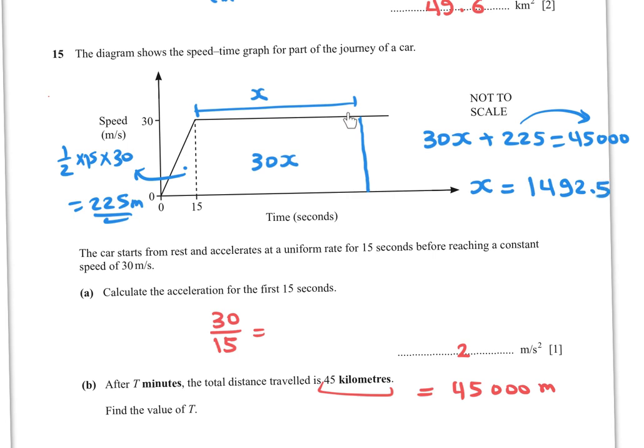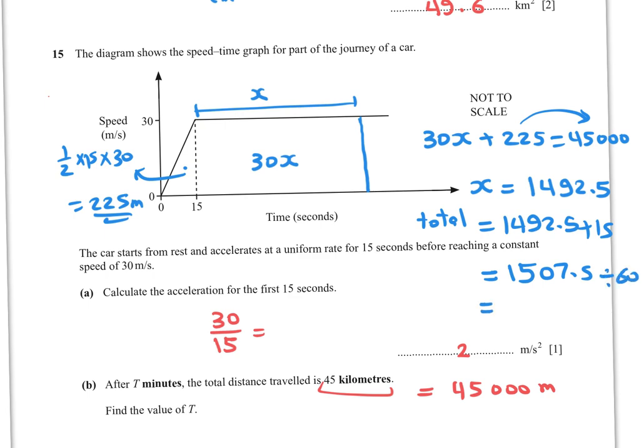This x is the distance now. So if I need the total time, we need to add 15. So the total time: 1,492.5 plus 15 equals 1,507.5. This is in seconds, okay? If I need to convert to minutes, divide by 60.